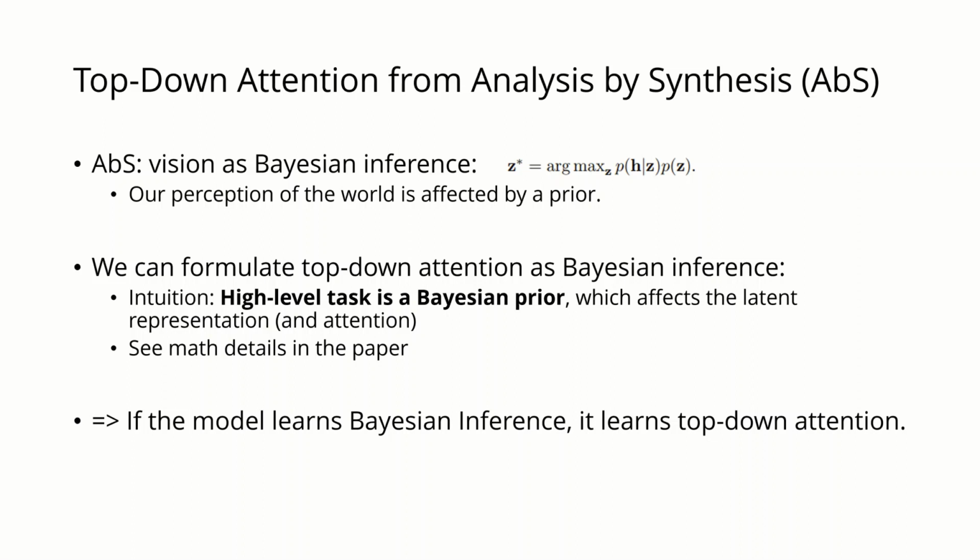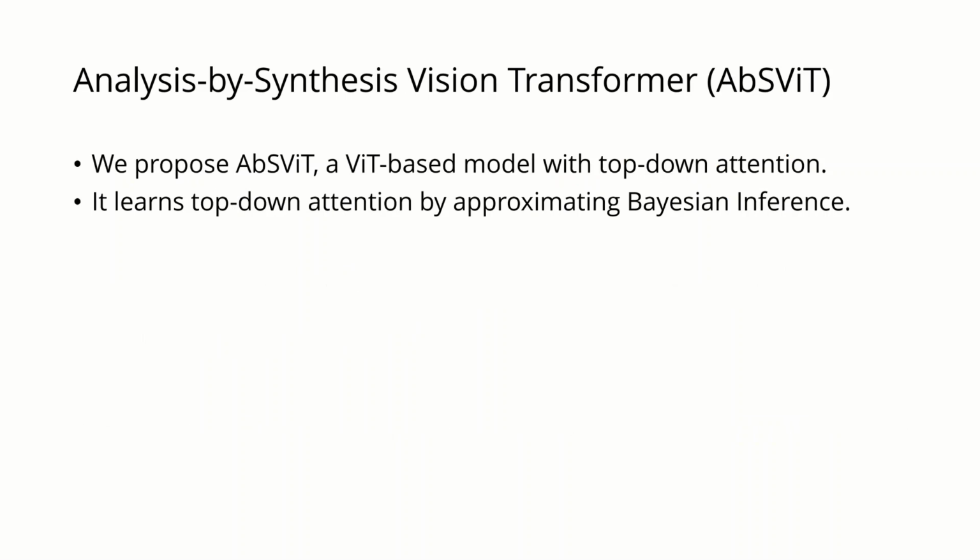And in this work, we find that top-down attention could be a natural consequence of Bayesian inference. So the intuition is that we can formulate the high-level task as a Bayesian prior, which will affect the latent representation and attention. We don't show any math details here, so please refer to our paper. But anyway, our conclusion is if we can train a model to learn Bayesian inference, it learns top-down attention as well. So with this inspiration, we propose analysis by synthesis vision transformer, or AbSViT. AbSViT is a ViT-based model which learns top-down attention by approximating Bayesian inference.